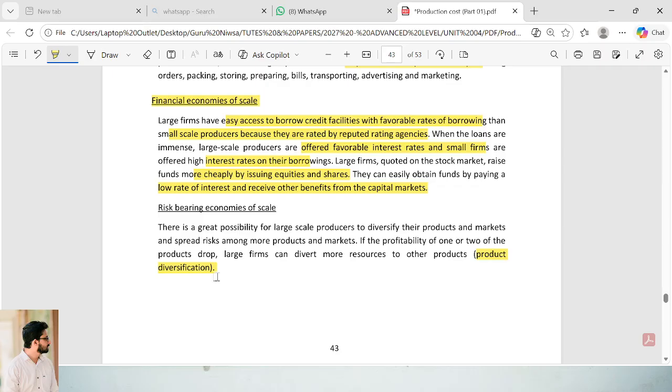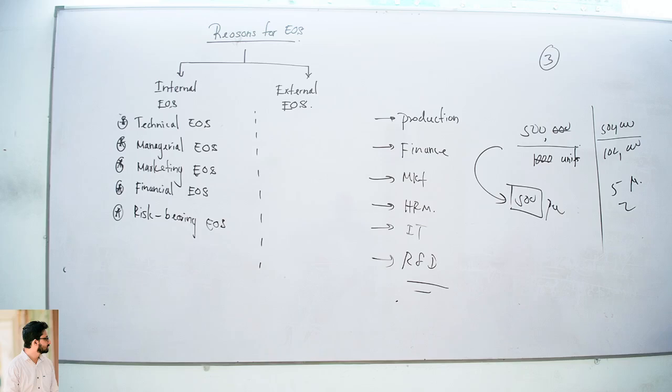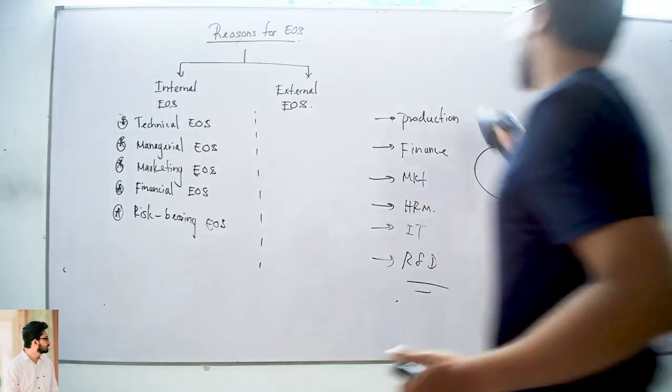Okay. Risk bearing economies of scale. It's very simple. Remember, this advantage can be taken by large scale producers, not by small scale producers. Listen very carefully. I'll take one example: Navaloka Group.